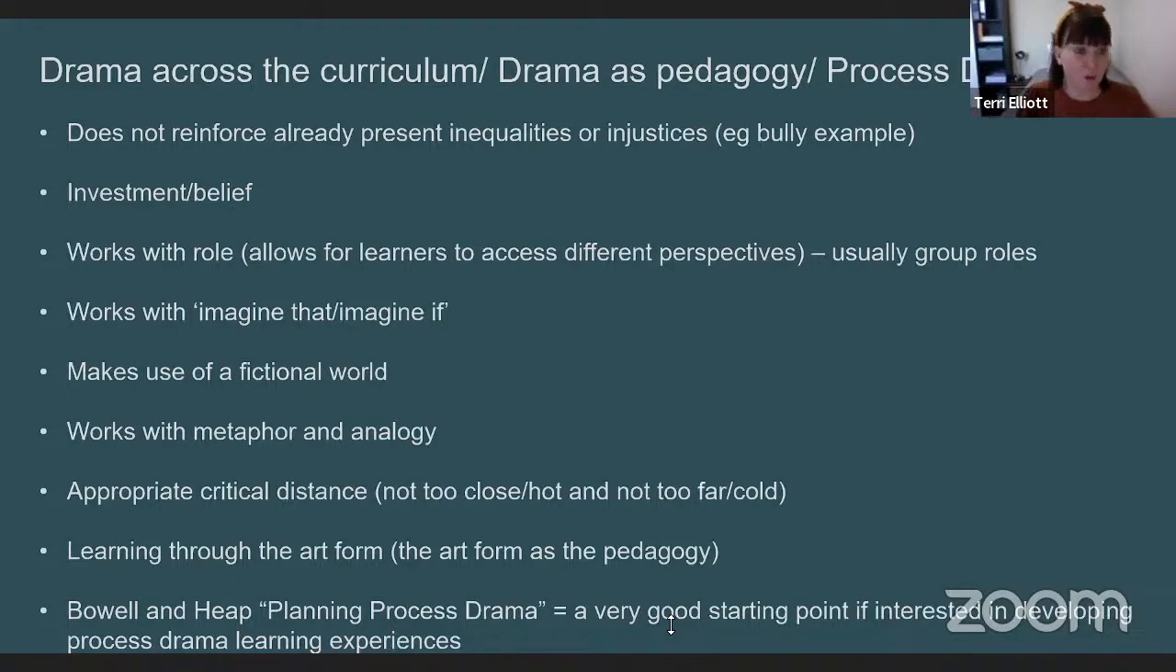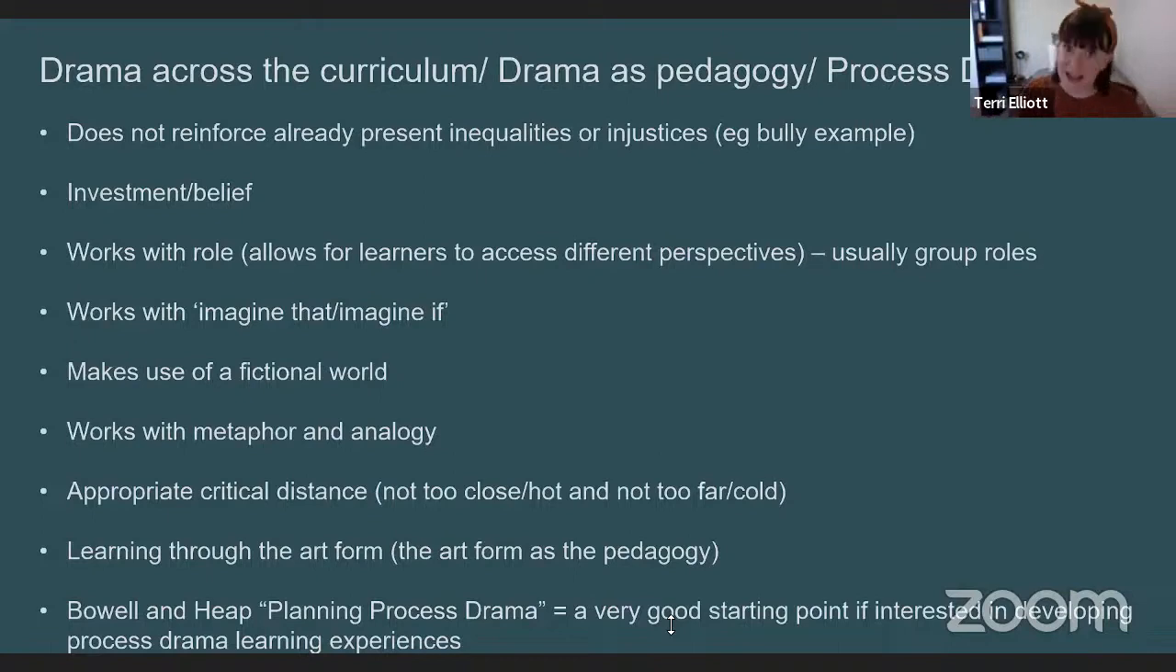As I've said, it works with role, and this allows learners to access different perspectives on the world. The role is usually a group role. And the reason for this is that because it's working with perspectives rather than with fully developed psychological characters, the group roles are easier to work with, and you can work with contrast of perspectives.